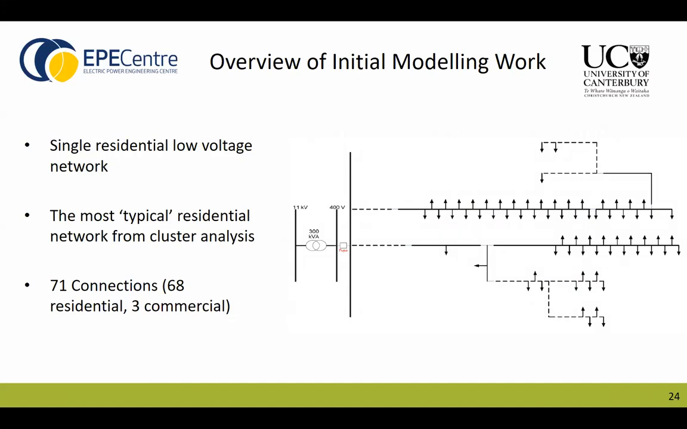A single residential LV network was modelled, and the topology of it can be seen here. This network was identified from cluster analysis and thus represents, within the data set we have, the most typical residential LV network. It's got 71 connections in total, 68 of which are residential and 3 are commercial. It's got a mixture also of overhead lines and underground cables, and they're indicated by the dashed and non-dashed lines on the figure there.